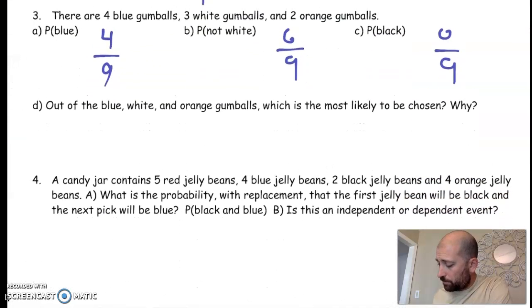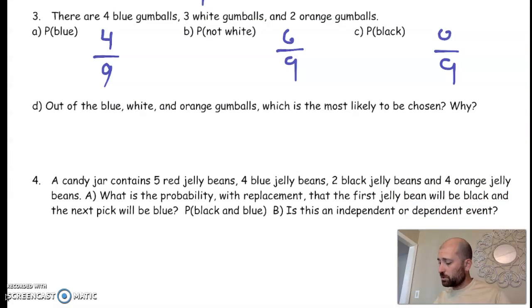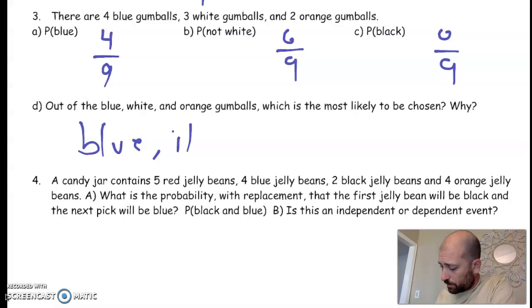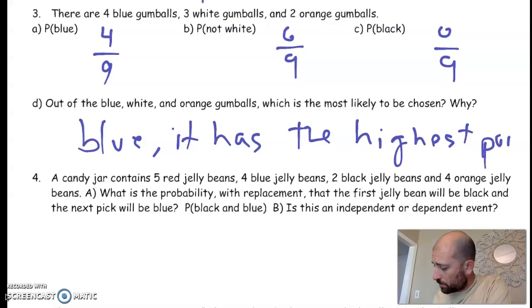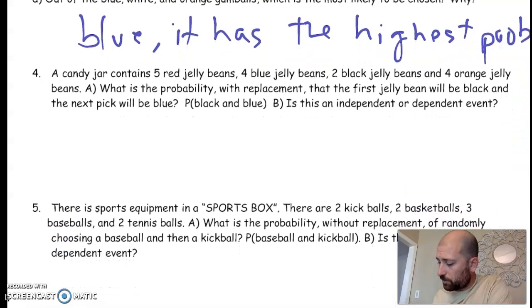Okay? Out of blue, white, and orange gumballs, which is the most likely to be chosen? Blue, white, or orange? Blue has the highest probability. Okay? A candy jar contains 5 red, 4 blue, 2 black jelly beans, and 4 orange jelly beans.